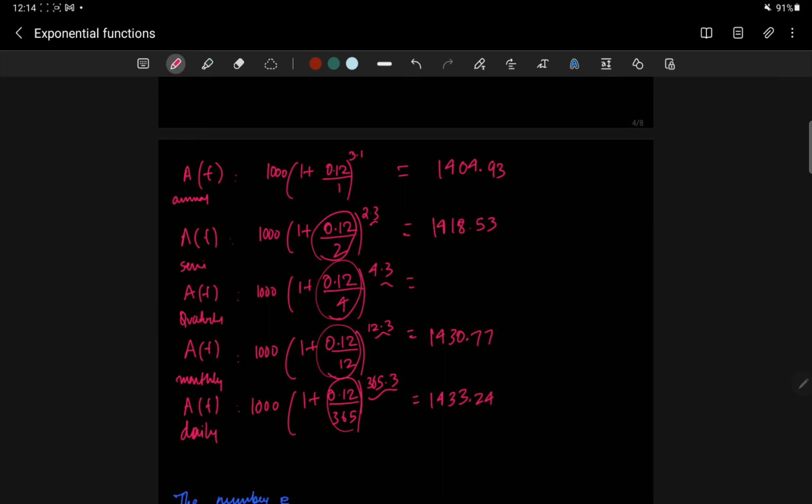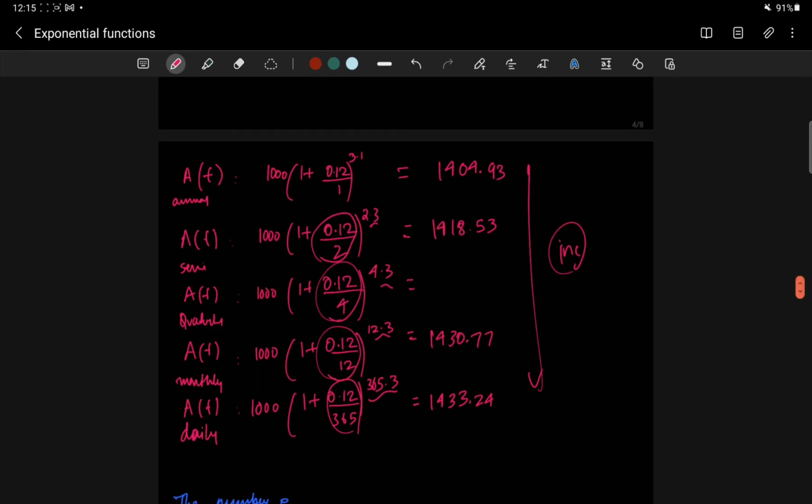Okay, so when you plug in these values, you should notice that they increase ever so slightly. The difference between annual and daily is about $29, but they still increase. So that's an interesting observation: decreasing this number and then increasing the power, the values eventually sort of increase.